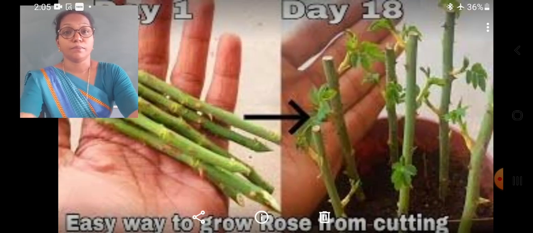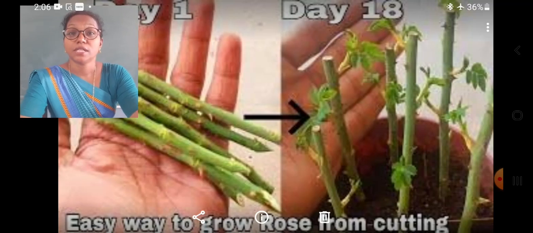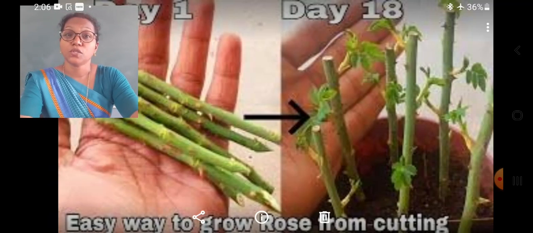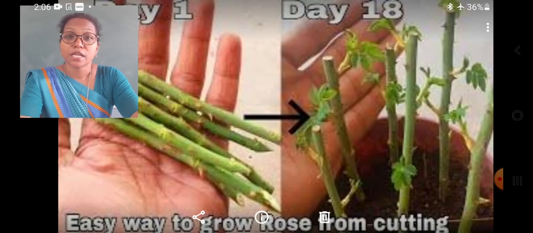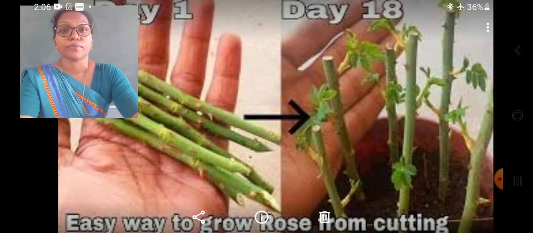The first method, the vegetative propagation by stem. Secondly, there is vegetative propagation by underground stem. There is vegetative propagation by root and there is vegetative propagation by leaves. First of all, we are going to learn about vegetative propagation by stem.